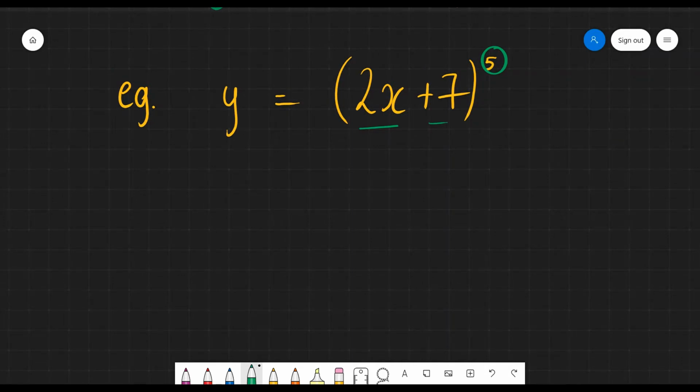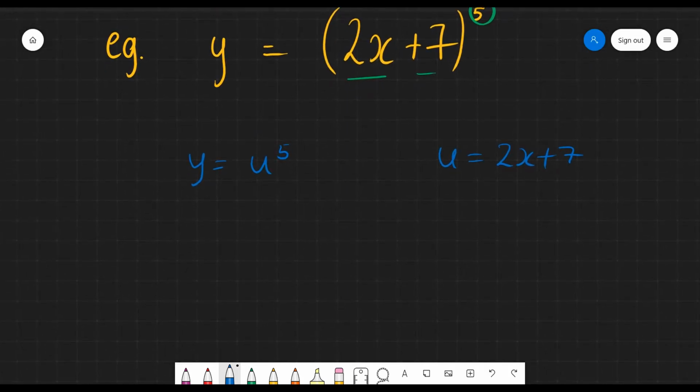So the first thing we do is we call our function within the brackets u. So we have u is equal to 2x plus 7, which means we can rewrite y as y is equal to u to the power of 5. And now we differentiate both of our equations separately. So the first equation, we have dy by du, because we'll be differentiating with respect to u, is 5u to the power of 4.